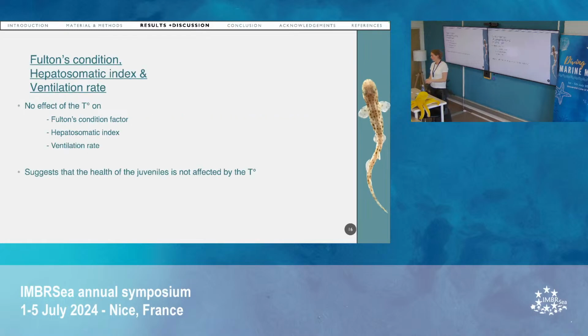And then for the Fulton's condition factor, hepatosomatic index, and the ventilation rate, here also we didn't have any significant results, which makes us think that there was no impact of the temperature on their health, or at least for the ones that survived and hatched.